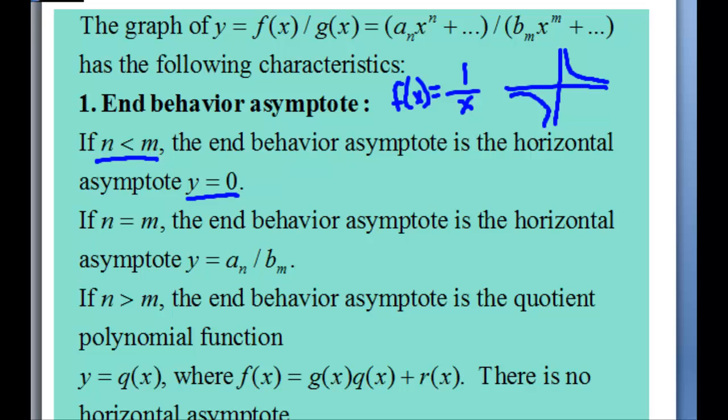The degree of the numerator is 0. The degree of the denominator is 1. So anytime the degree of the numerator is less than the degree of the denominator, there will be a horizontal asymptote at y is equal to 0. If we have the degree of the numerator equal to the degree of the denominator, then we will have a horizontal asymptote at the quotient of the leading coefficients.